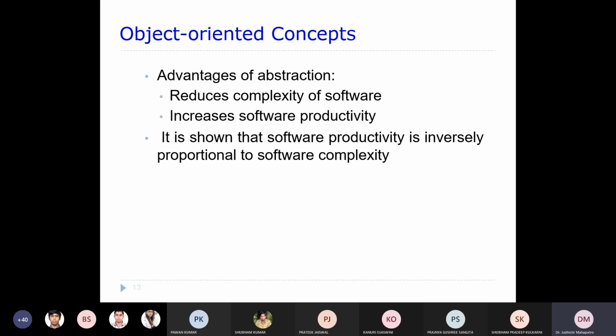It is shown that software productivity is inversely proportional to software complexity. If the software is very complex, the productivity will be very low. So if you want to get better productivity, you definitely need some aspects that will reduce complexity and increase software productivity. That is what we call abstraction.